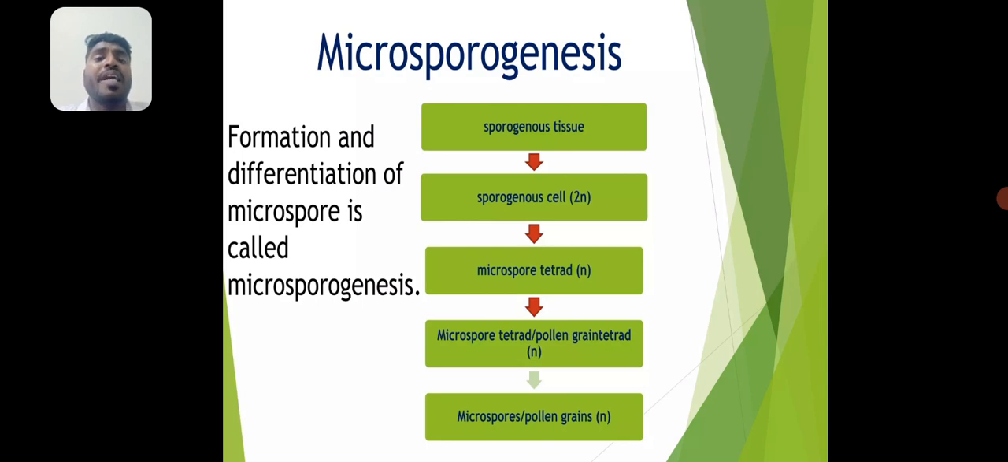Microsporogenesis is the formation and differentiation of microspores. The sporogenous tissue gives rise to sporogenous cells, which are diploid. Then they produce the microspore tetrad, which is haploid. The microspore tetrad, or pollen grain tetrad, is also haploid. Finally, the microspores become pollen grains.